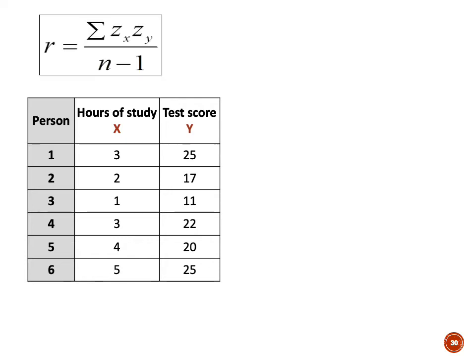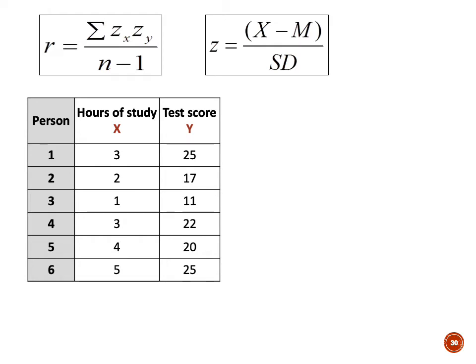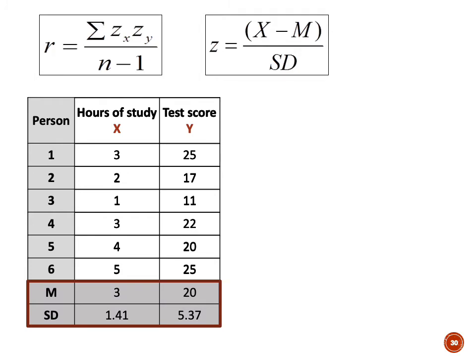Here is the formula for R. And we need the formula for z-scores because we'll be computing z-scores. And so to find the z-score, you subtract the mean from each value and divide by the standard deviation. So we need that information. So I already have that for you here. We have the mean and the standard deviation for each variable. The mean for hours of study is 3 and the standard deviation is 1.41. The mean for test scores is 20. The standard deviation is 5.37. So you have that information available.